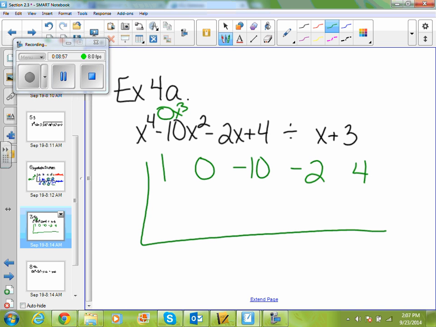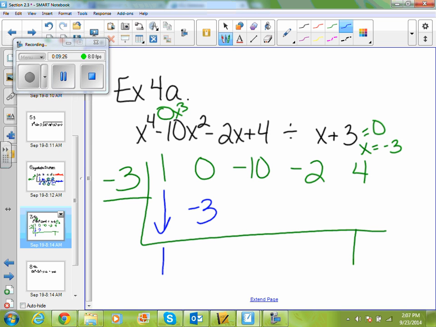Okay, then the next thing I do: x plus 3 is going to be my divisor term. So this actually tells me that x equals negative 3, so negative 3 is my divisor. And then we always drop our first term, so drop my 1. Negative 3 times 1 is negative 3, so that goes up into our diagonal, our jagged pattern. So 0 plus negative 3 is negative 3.